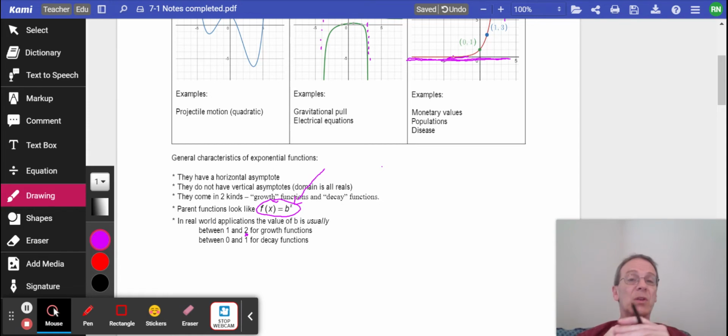Towards the end of this unit, we're going to spend quite a bit of time on a very particular real-world application of exponential functions, and the b value is going to be somewhere close to 1, but a little bit larger than 1. 1.03, 1.05, 1.1 maybe. Numbers pretty close to 1, but slightly bigger.